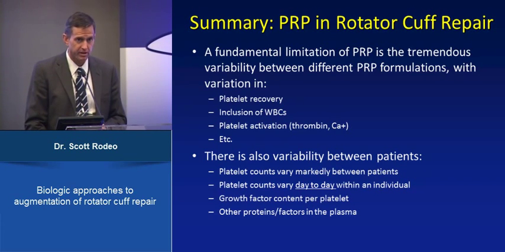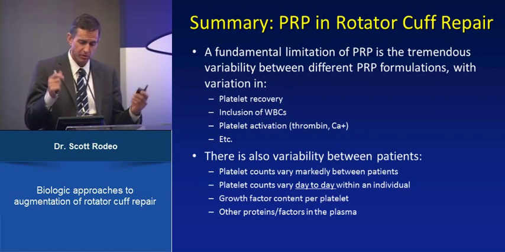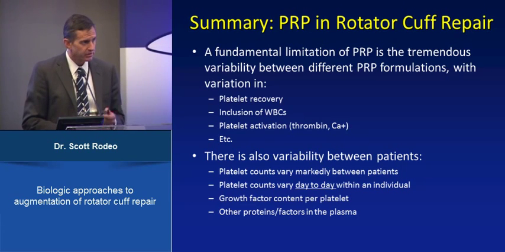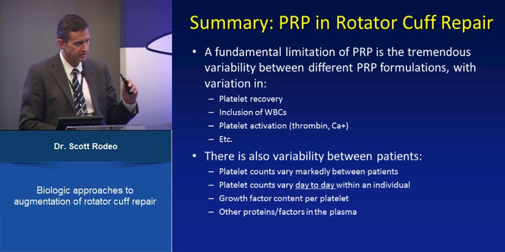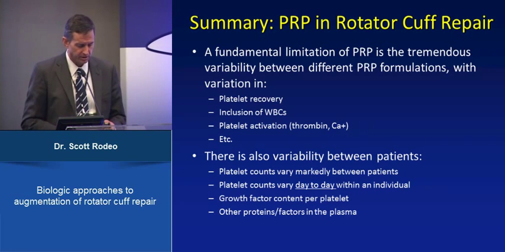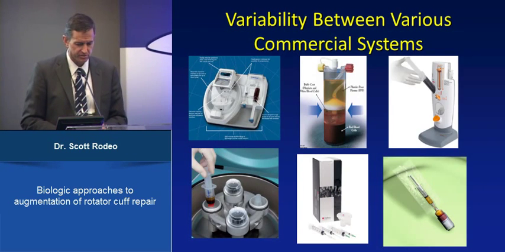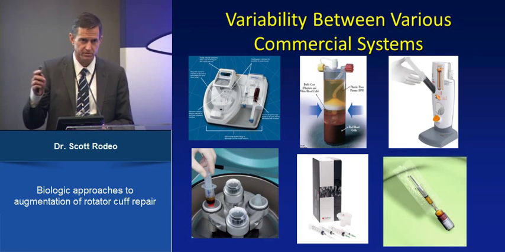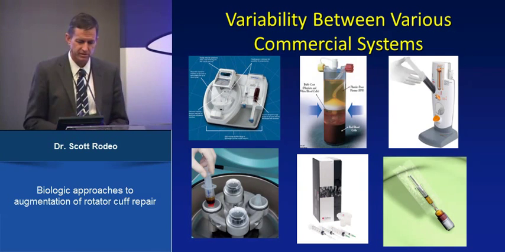In fact, platelet counts vary day to day within an individual. If you take your blood right now and measure your platelet count and then do it again tonight, it would be quite different potentially. There are differences in the growth factor content per platelet. And there are also other factors in the plasma outside of platelets that may play a role. All of these factors contribute to the variability in studying PRP, and this just gives you a sense of all the different commercial systems that are available, lots of variability amongst these systems.